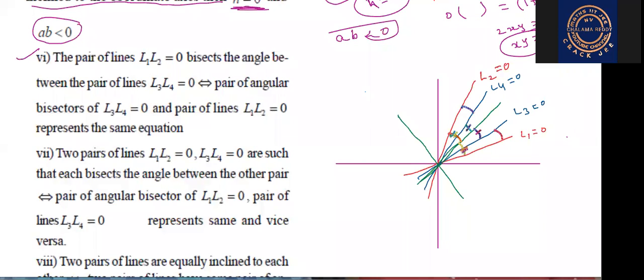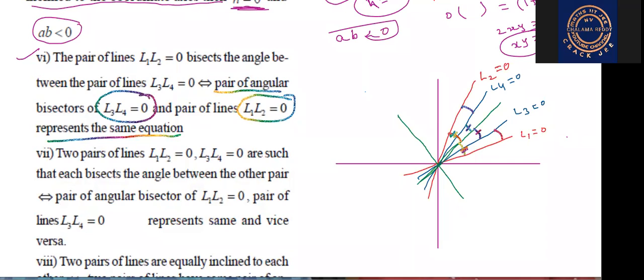That means red color lines are one pair of lines, blue color lines are another pair of lines, but the green color lines are the pair of angular bisector equation of L3, L4 is equal to 0 and L1, L2 is equal to 0. They represent the same equation.